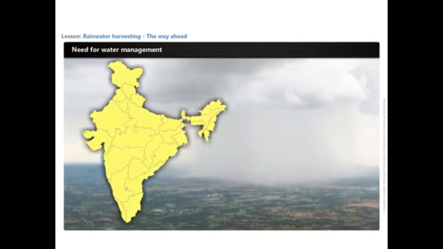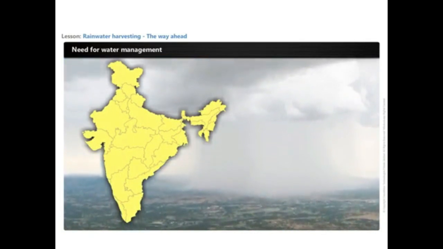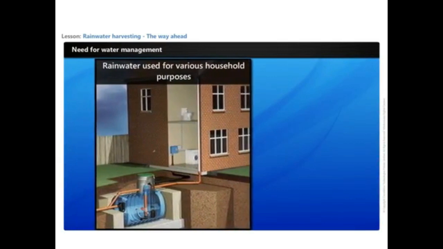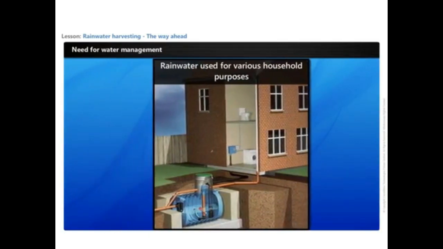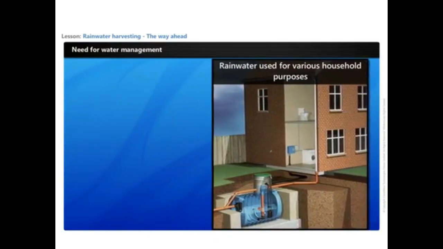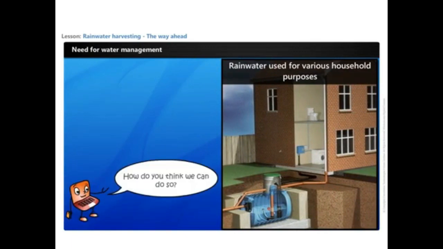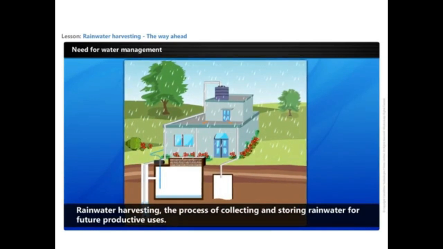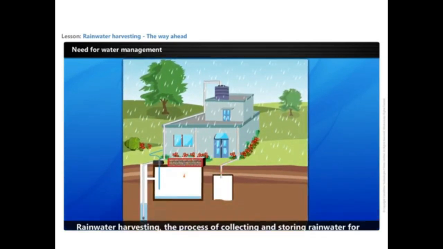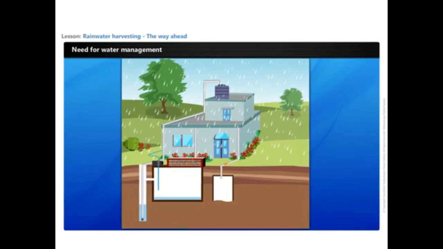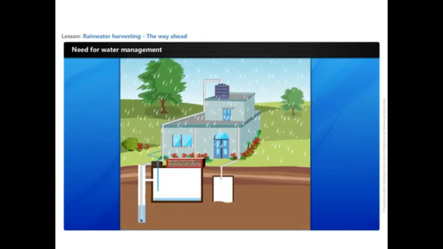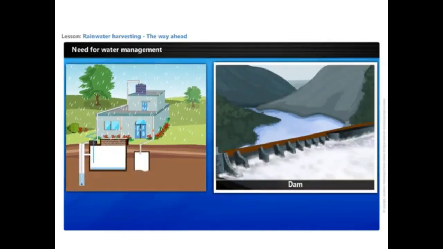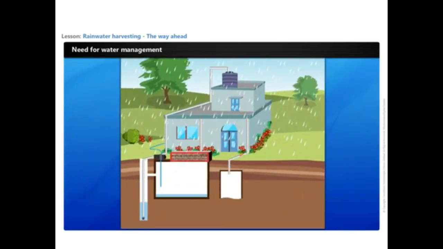India is currently blessed with abundant rainfall. The rainwater can be used for various household purposes as well as recharging the groundwater table. How do you think we can do so? Rainwater harvesting, the process of collecting and storing rainwater for future productive uses, is one alternative in the days of rising resistance against the multipurpose dam. It is the safest and most economically and ecologically viable alternative for conserving water.